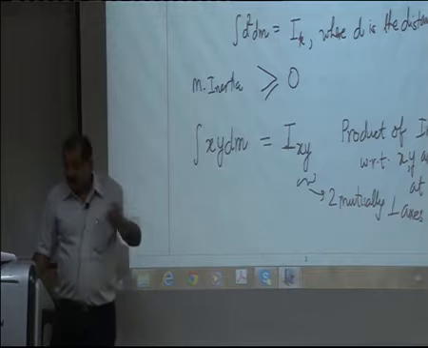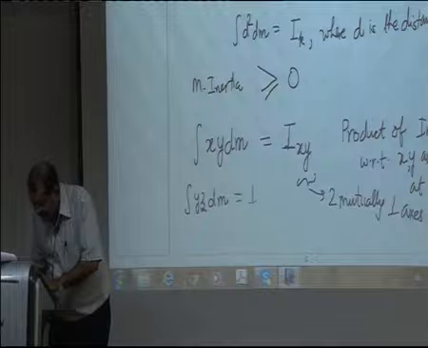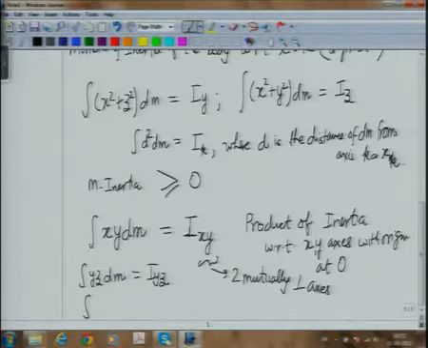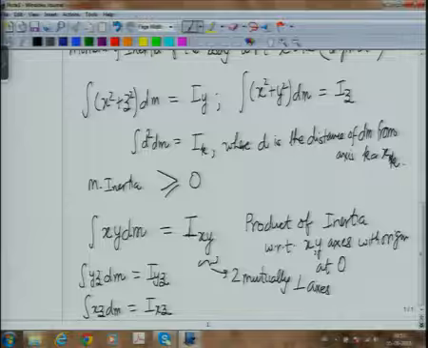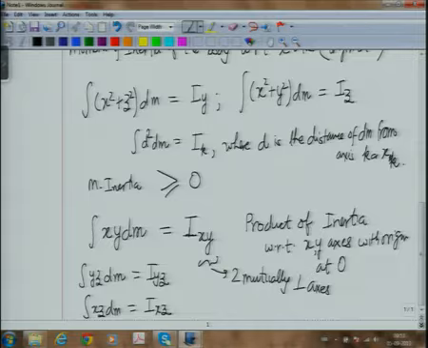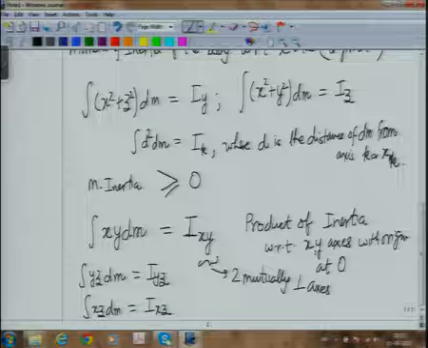Now similar to this I could have the integral yz dm, and this I will call Iyz. So these three quantities, Ixy, Iyz and Ixz, will be termed as products of inertia. Now once again, as I said, the discourse gets just mathematical. What is the physical significance of products of inertia? And we will have to defer it to a later stage.